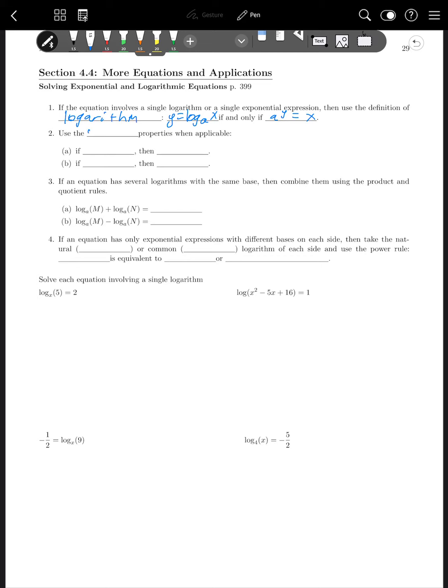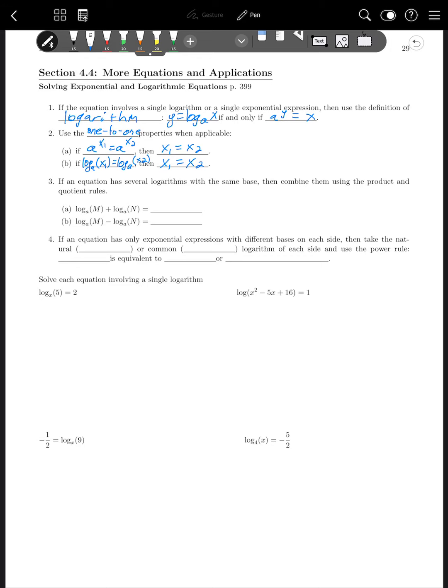Another important property is the one-to-one properties. So this says if we have a to the x1 equal to a to the x2, then those exponents have to be equal to each other. Similarly, if we have log base a of x1 equal to log base a of x2, then the numbers or the expressions inside the logarithm have to be equal to each other.